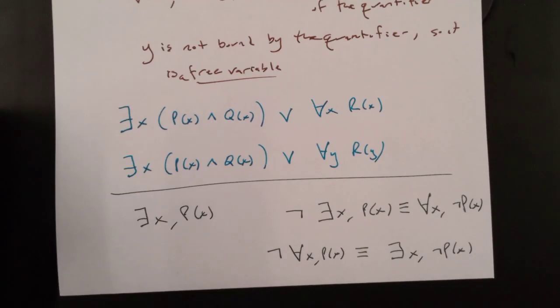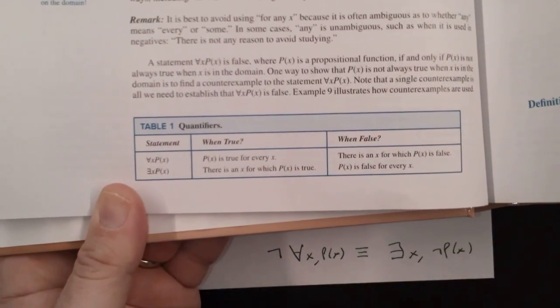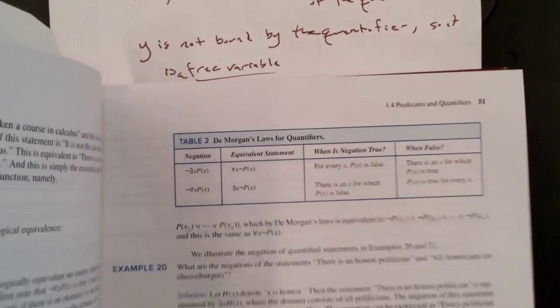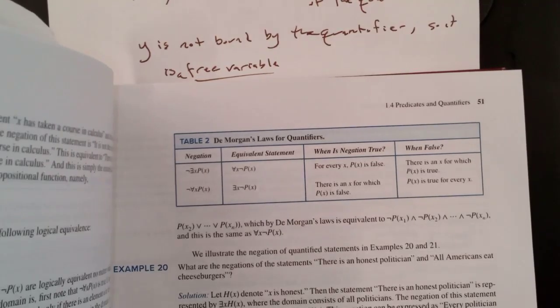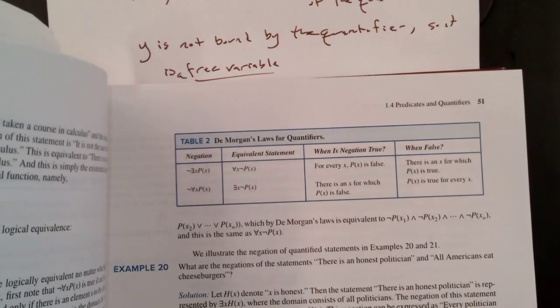At the bottom of page 44, we talk about when a quantified statement is true versus when it's false. And at the top of page 51, we have the negation of our quantified statement, which is really the idea of De Morgan's law, isn't it?